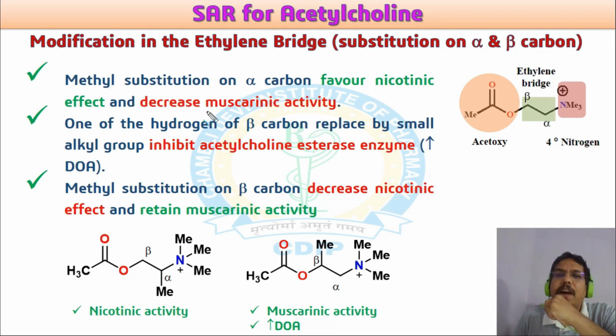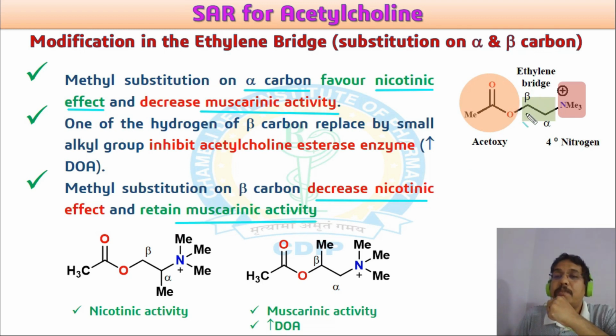So if we go for changes on the alpha carbon by means of methyl substitutions, which favor nicotinic effect, the muscarinic activity decreases, meaning alpha modification favors nicotinic selectivity. Similarly, if we make a change on the beta carbon, then it decreases the nicotinic activity but retains the muscarinic activity, meaning beta modification favors muscarinic activity.